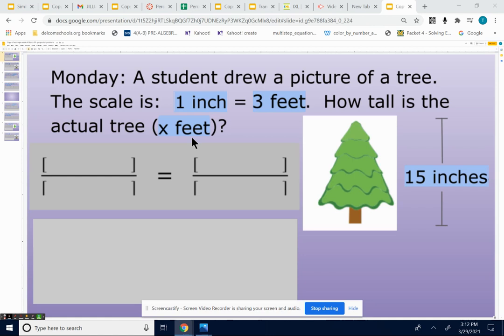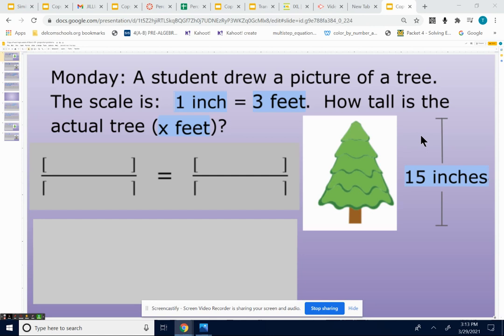A student drew a picture of a tree. The scale is 1 inch on paper is equal to 3 feet in real life. Okay, 1 inch on paper is equal to 3 feet of the real thing. How tall is the actual tree? So they want us to find X feet, the height of the real tree. And they're giving us the drawing here. The drawing is 15 inches high. And we can use a proportion to figure out how tall the real tree is.